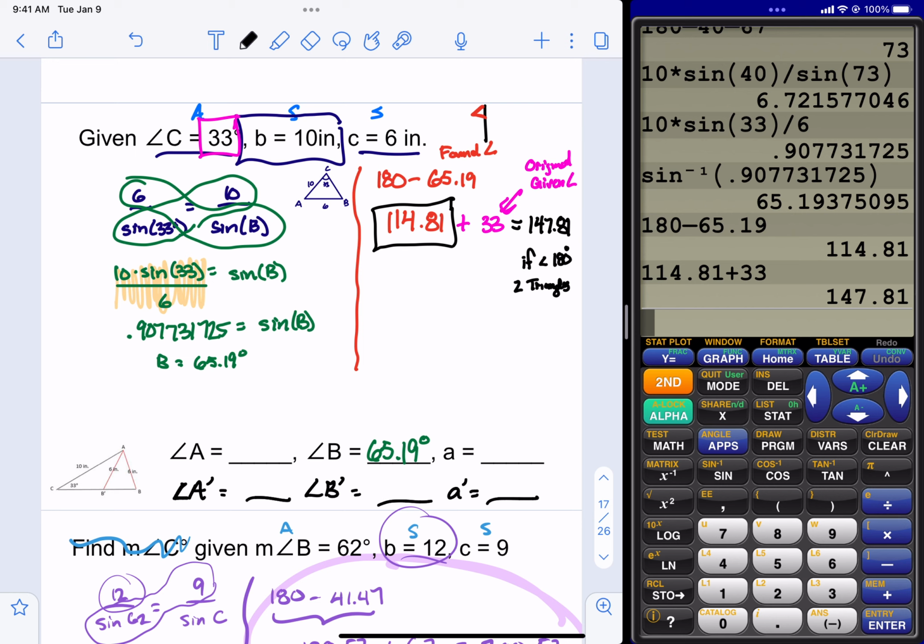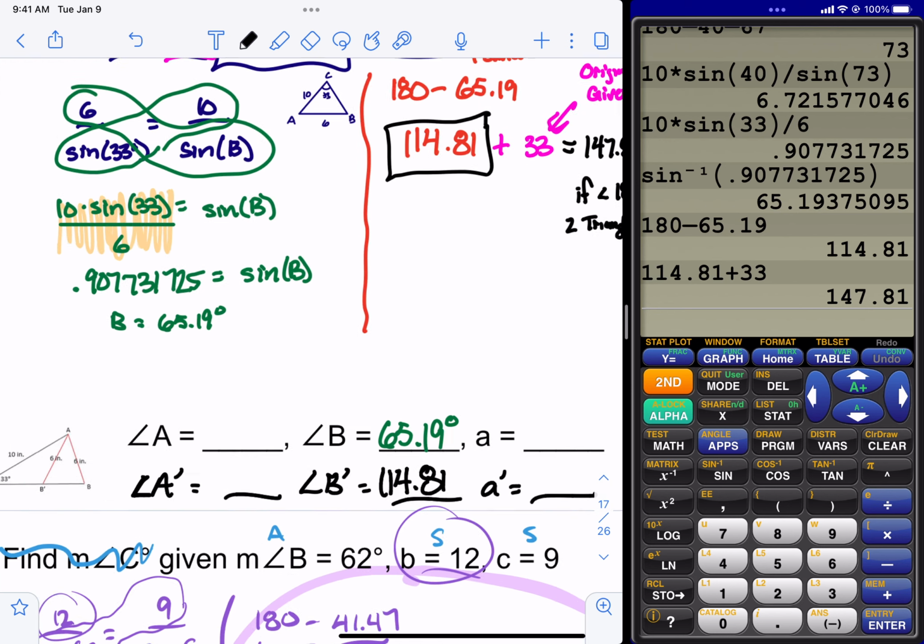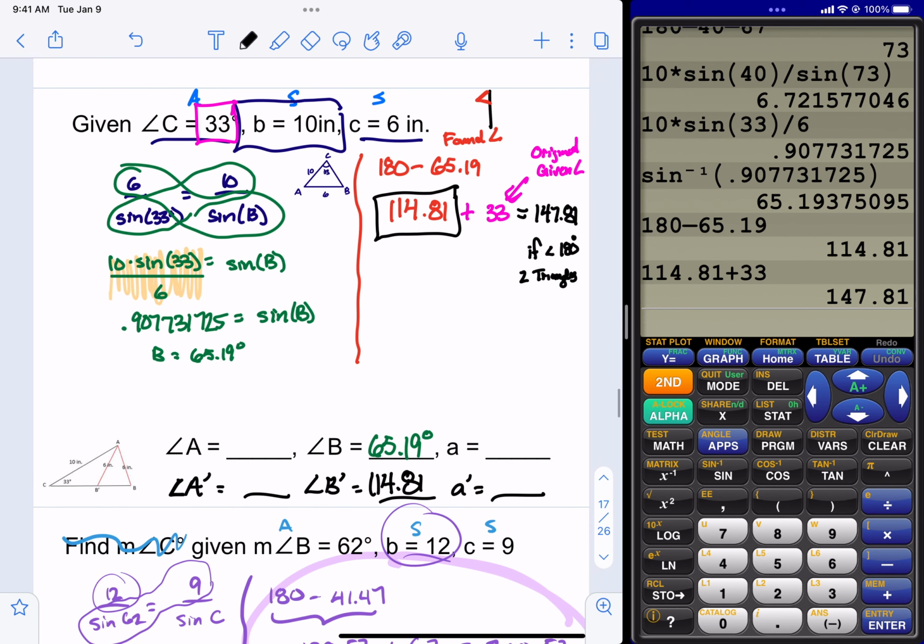Thanks, Janelle. So our other angle here is going to be 114.81 degrees. Remember, this angle is that second, that B prime in this situation. And then from there, we're just going to solve as if nothing else special is going on.